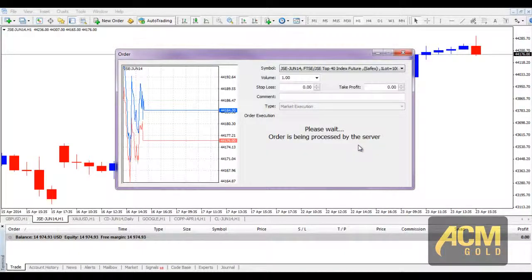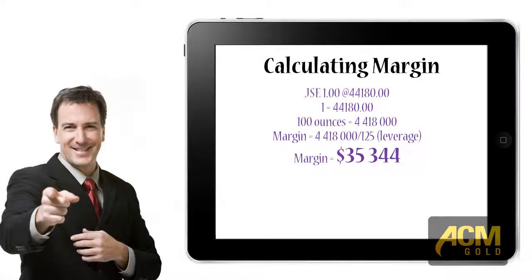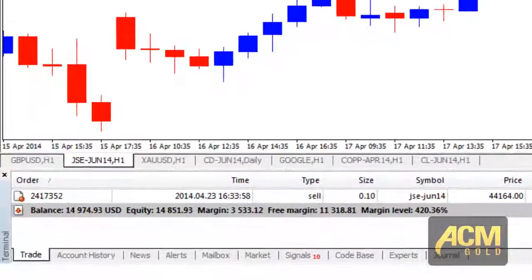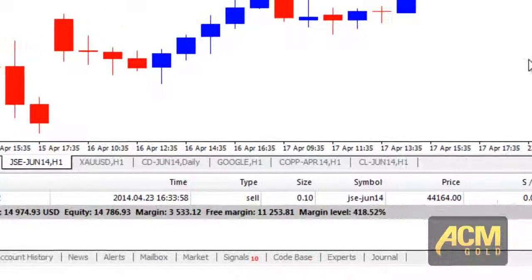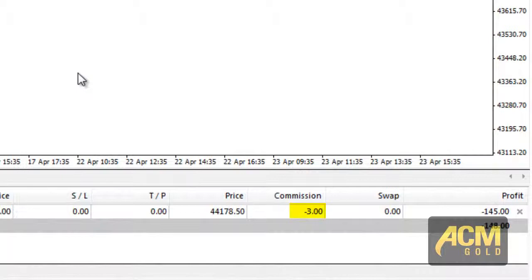Now for the JSE. Oh boy! We couldn't place the trade because in order for us to be able to place this trade, we need to have at least $35,344 in our account. We only have $15,147.93 in our account. So we'll place a mini lot trade. We need to have at least $3,533.12 in our account in order to place this one. Consider the commission of $3 for every mini lot.